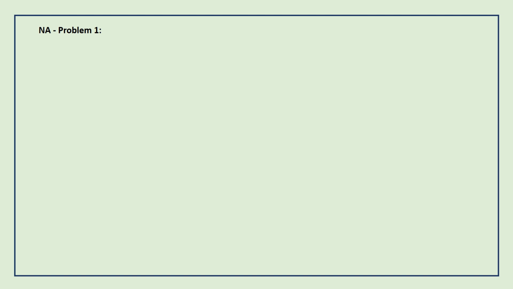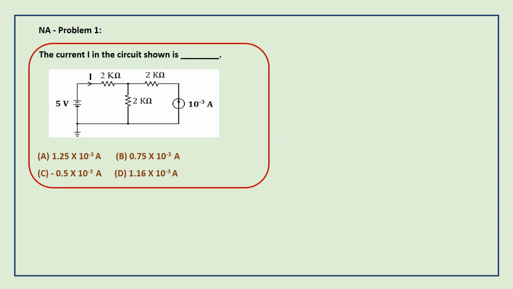Problem number 1. This is the problem. The current I in the circuit shown is dash. So here one circuit is given which consists of two sources. One is a voltage source, the other one is a current source. And it consists of three equal resistances of 2 kilo ohms. We need to find out the current I which is flowing through 2 kilo ohms. There are four options given.